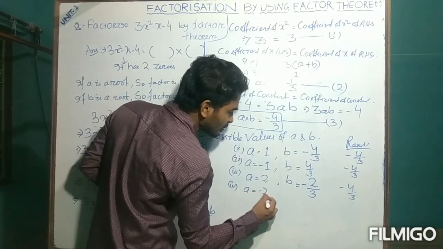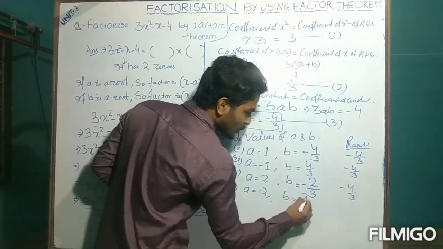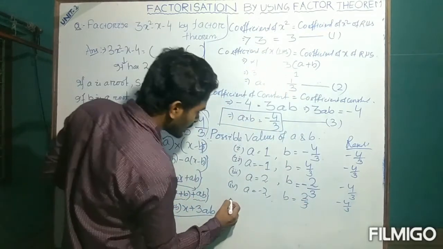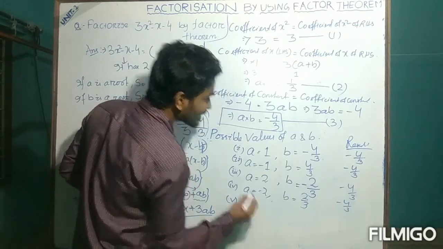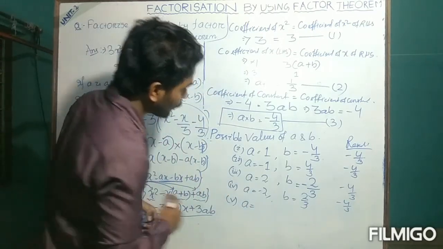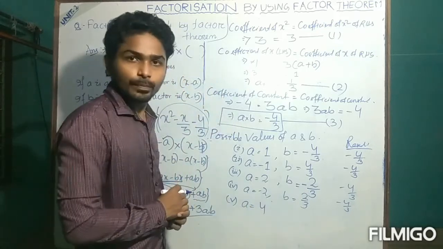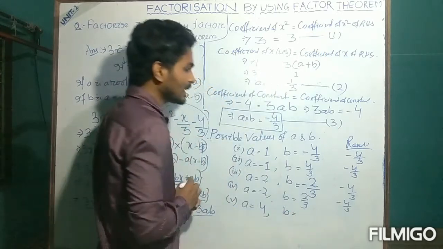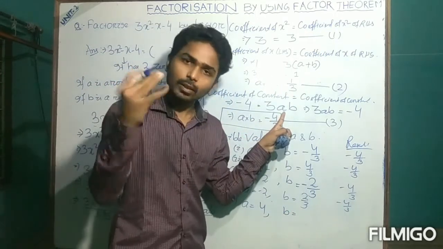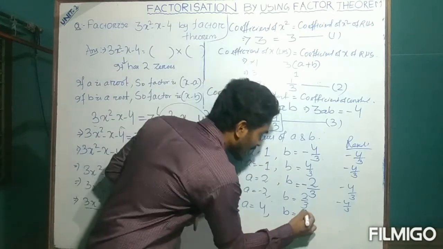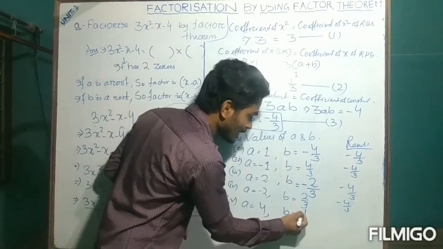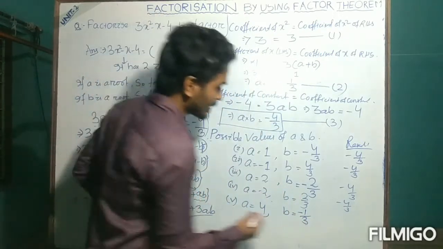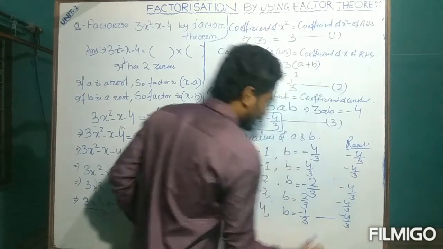A may be -2. Then B will be plus 2 by 3. So the result is -4 by 3. And for the fifth assumption, you can take A as 4. If A is 4, then B will be how much? Since we need 4 in the numerator, that means we already get 4, so we need 1. Since it is minus, we need -1. So -1 by 3, so that the result is -4 by 3.